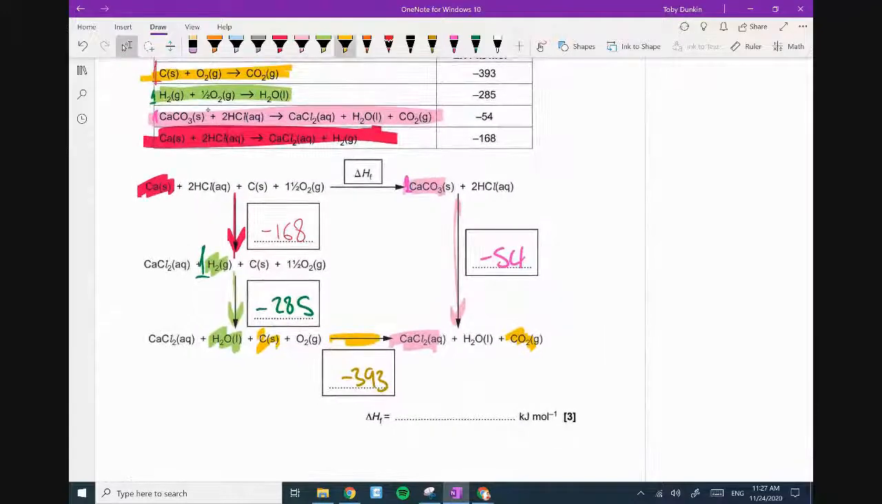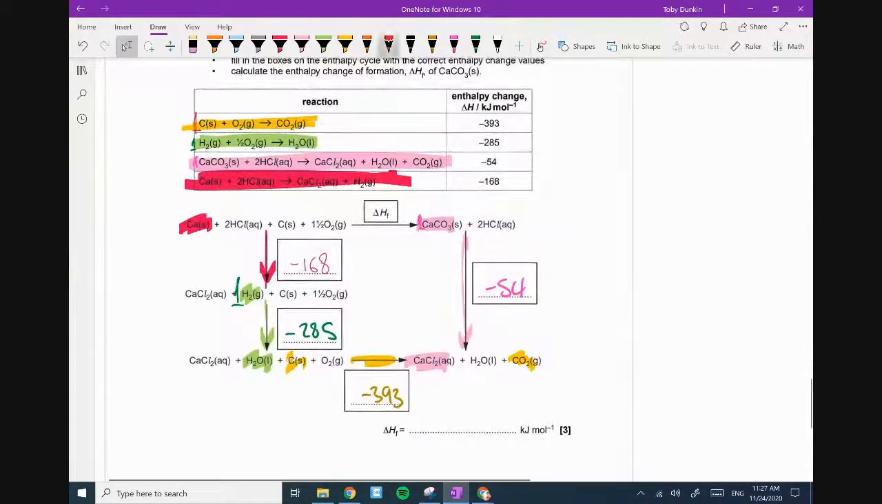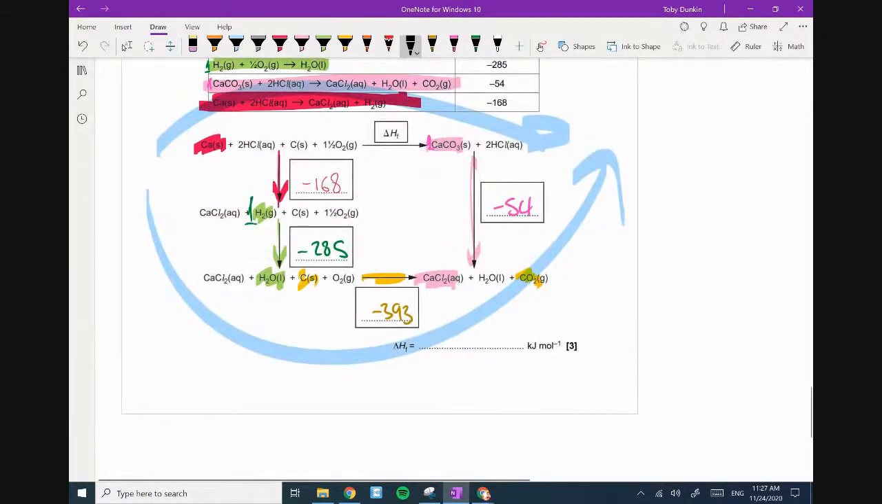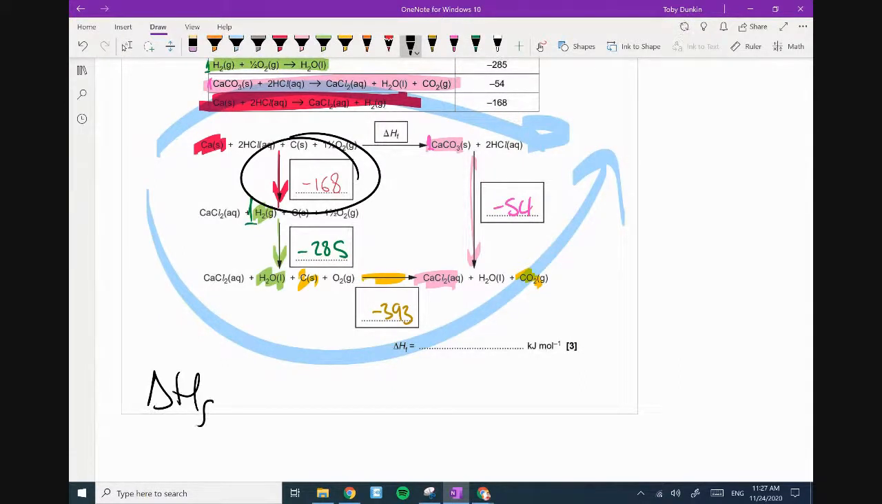Now I can do my big arrows. Most important arrows in any Hess cycle is going to be that this way here equals this way here. Let's create my cycle, create my equation. So this one here is with me. So delta HF equals, that one's with me. The red one is with me. So I've got plus brackets minus 168, close brackets.